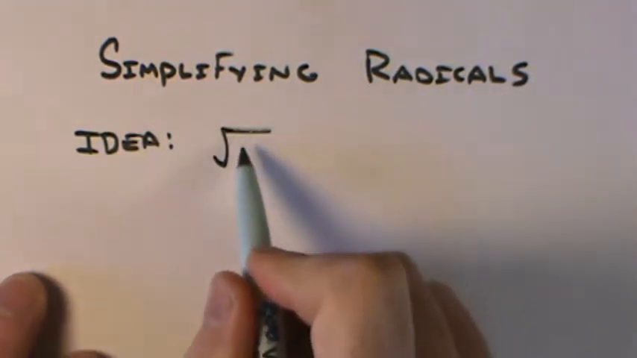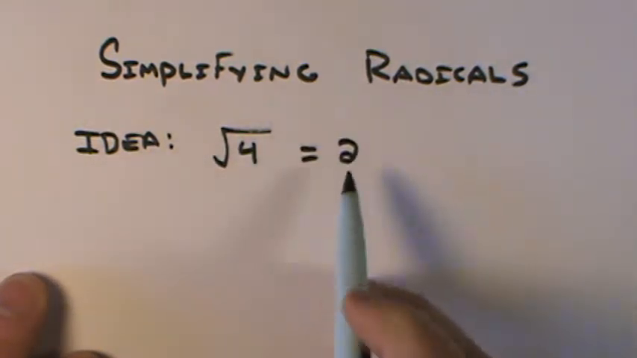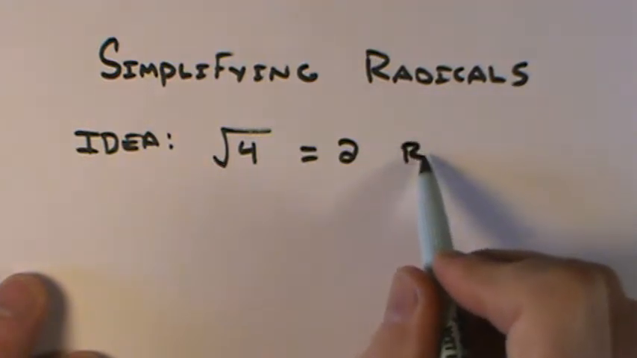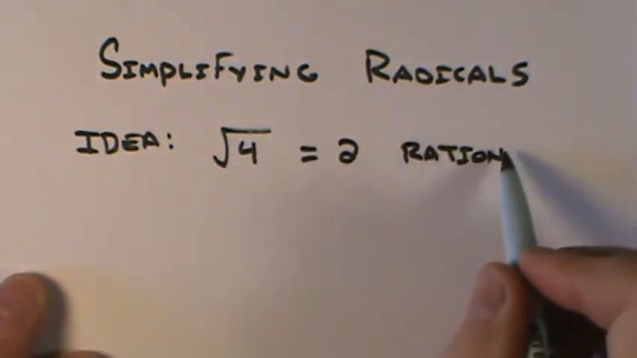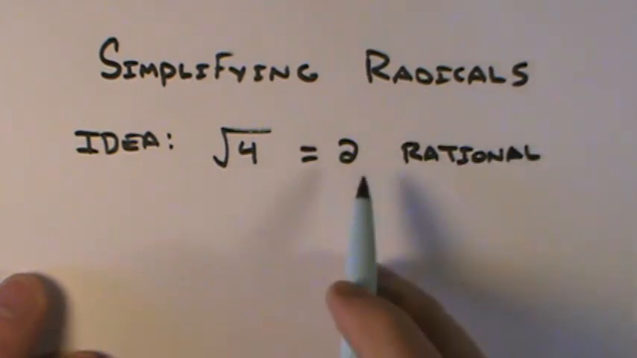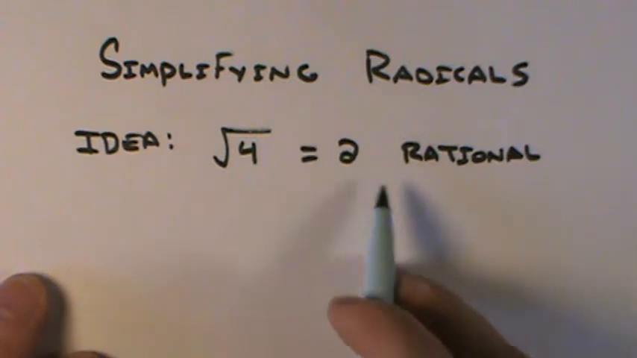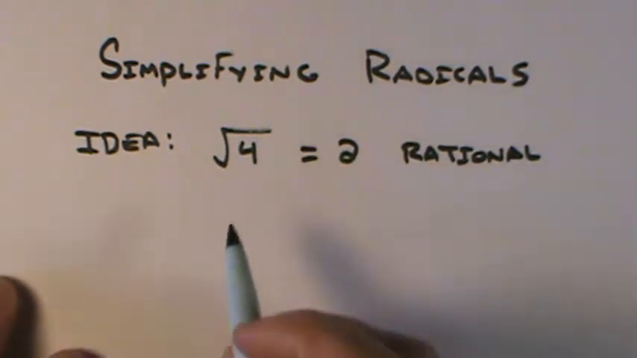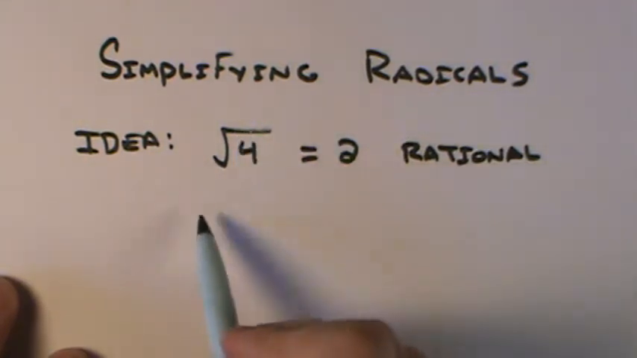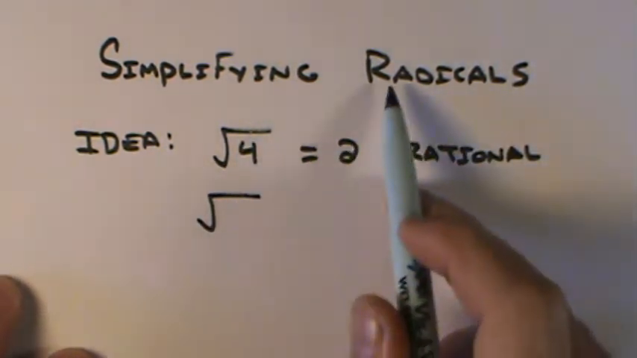Hopefully you all remember that something like the square root of 4 is equal to 2. This is considered a rational number because it can be written as a fraction. You can call that 2 over 1, and then it can be turned into a decimal that either repeats or terminates.